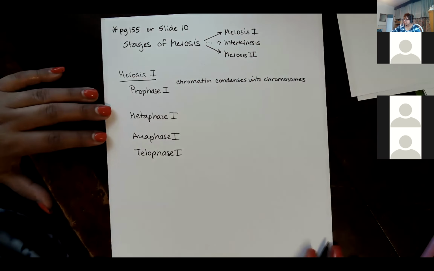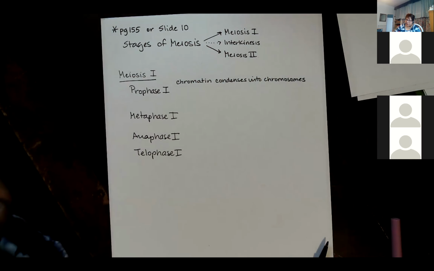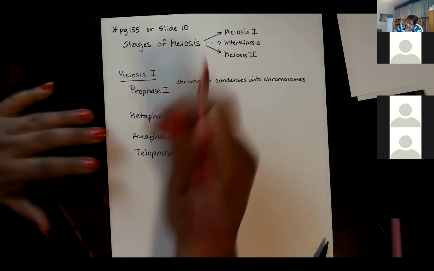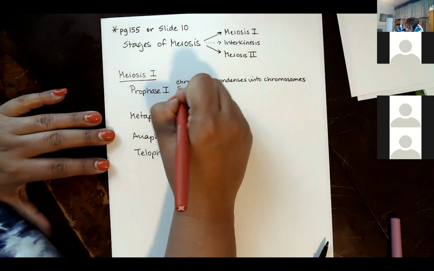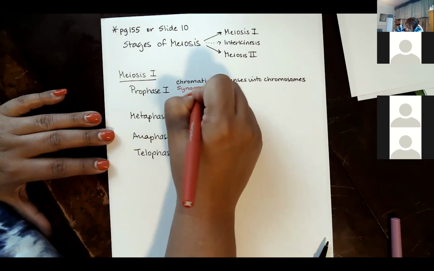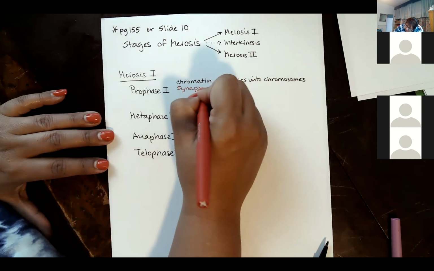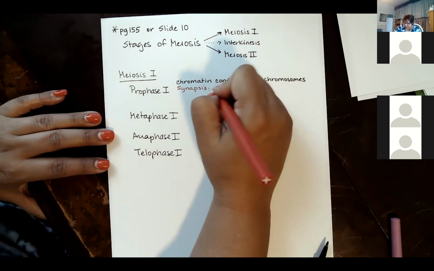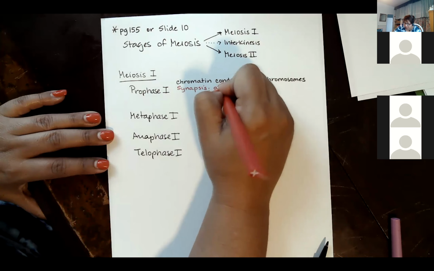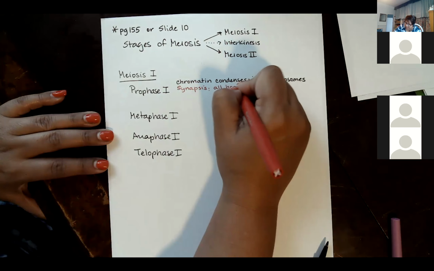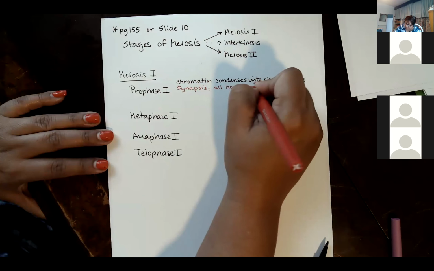But two special events that happen in prophase 1 also occur, and I'm going to write them in red. Synapsis, which means all homologs pair.